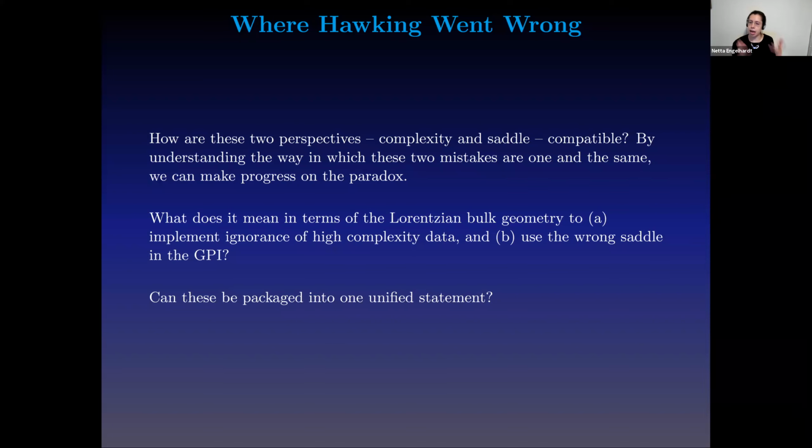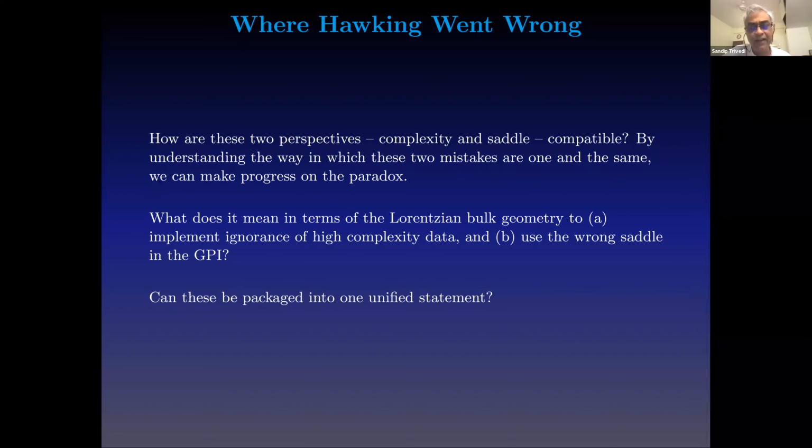Can that be somehow packaged into using the wrong saddle in the gravitational path integral? That would give us a unified understanding of where Hawking went wrong, and then we can start to compare the differences between the calculations and make progress on that front. So can we package these into one unified statement?